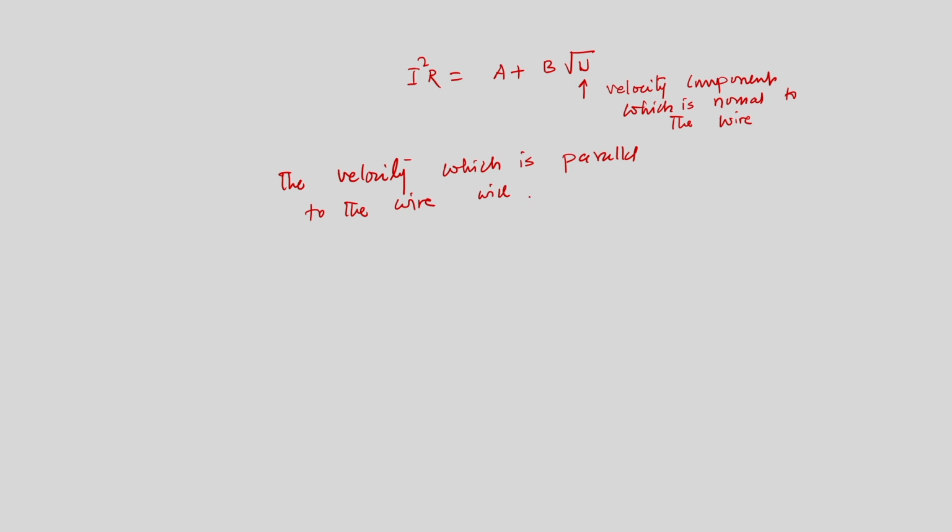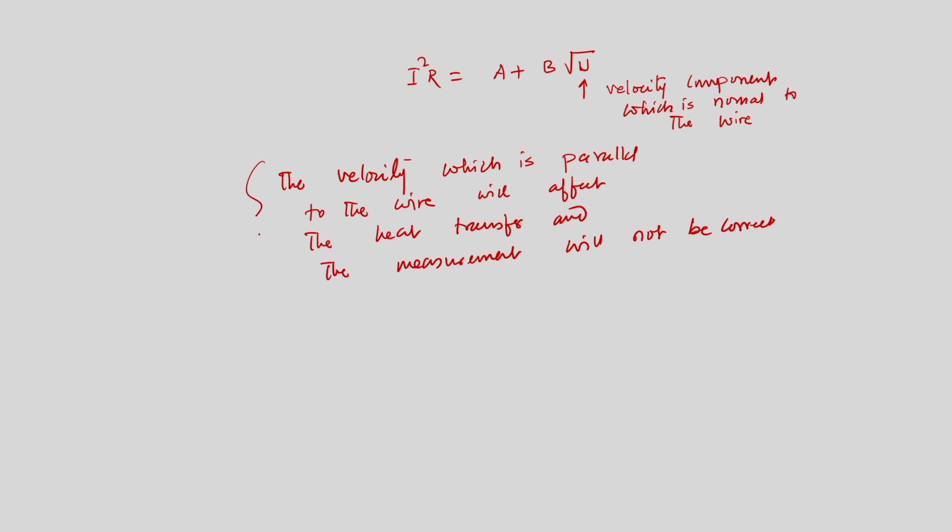will affect the heat transfer, and the measurement will not be correct, right. That means, I would like to say that in a turbulent flow environment there will be three different fluctuating components.